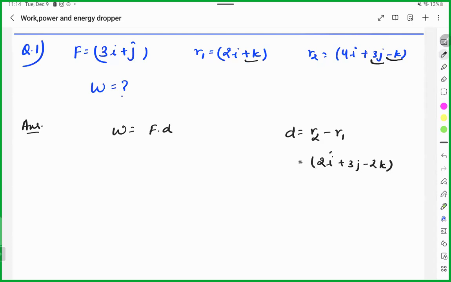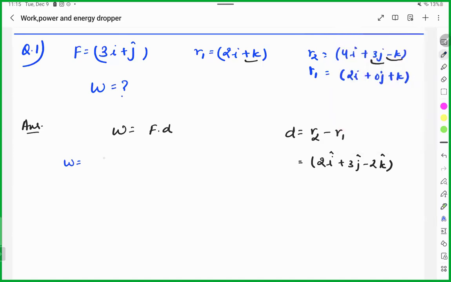Tell me guys, anybody have a doubt in this? Final minus initial. And to make it easy, I will write R1 below so you can use the minus sign here: 2 i cap plus 0 j cap plus k cap. And you just subtract R1 from R2. Anybody have a doubt in this? No, sir. Okay.